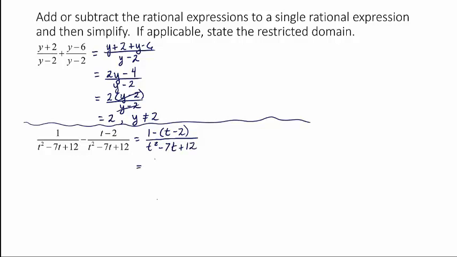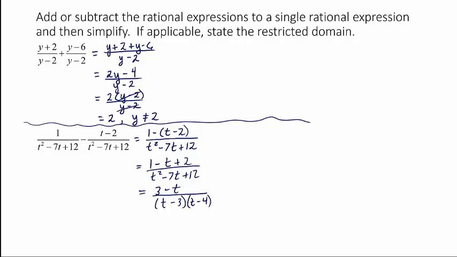Okay, so in the numerator, I'm going to distribute the negative through. 1 minus t plus 2 all over t squared minus 7t plus 12. Now in the numerator, I'm going to have 3 minus t. And I'm curious about the denominator. If it factors, maybe we can simplify it a little bit further. So factors of 12 that add to negative 7, that would be negative 4 and negative 3, right? t minus 3 times t minus 4.